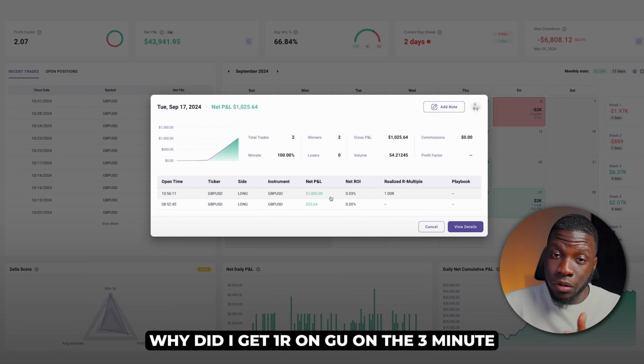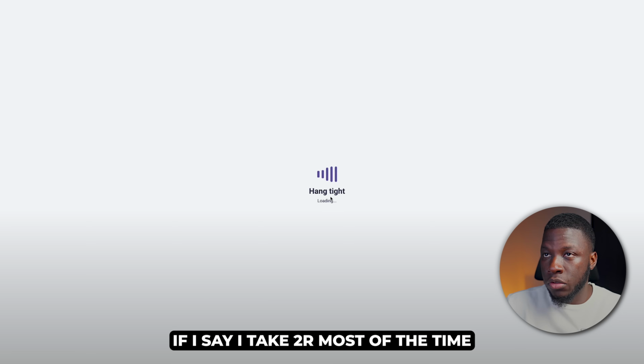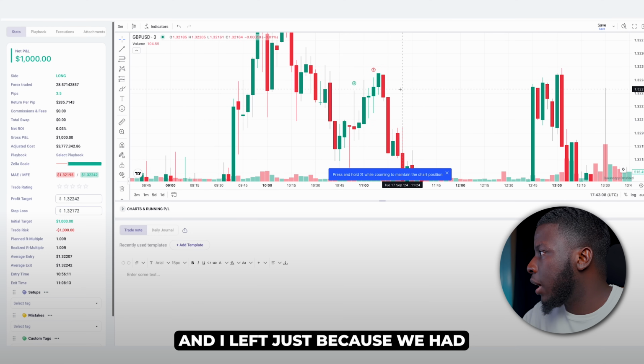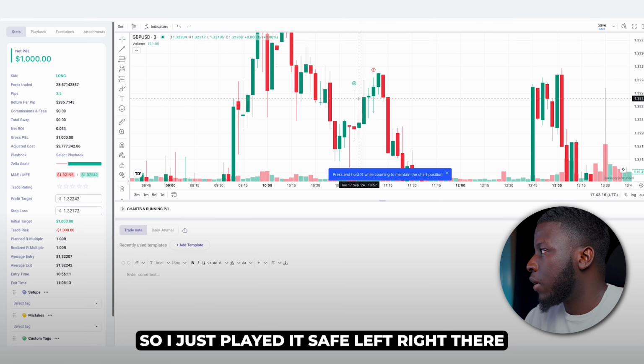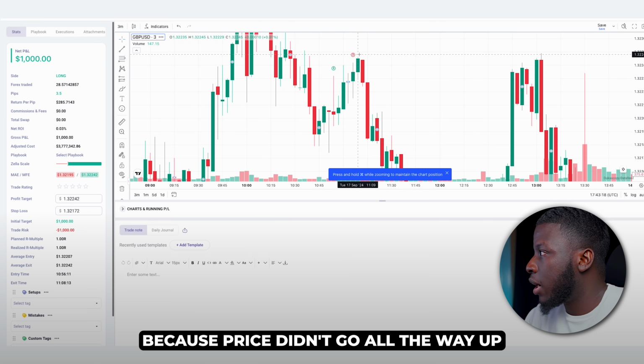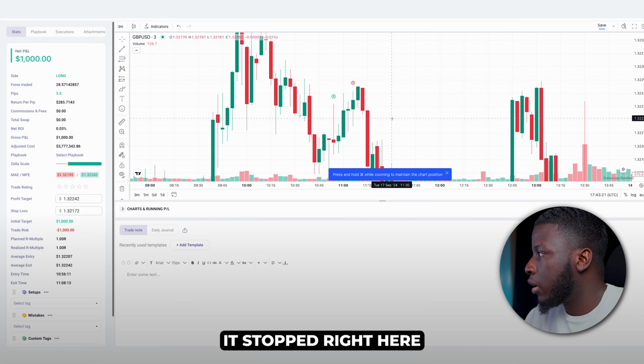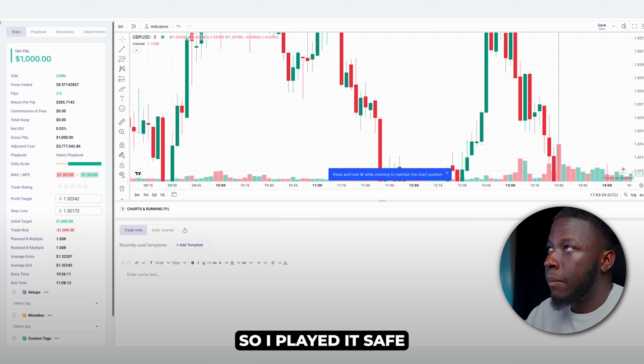Why did I get 1R on a GU on a 3 minute if I say I take 2Rs most of the time? I entered this trade right here and I left just because we had this supply zone right here. So I just played it safe, left right there. You can see I was right because price didn't go all the way up. It stopped right here and then would have stopped us out. So I played it safe in that case.